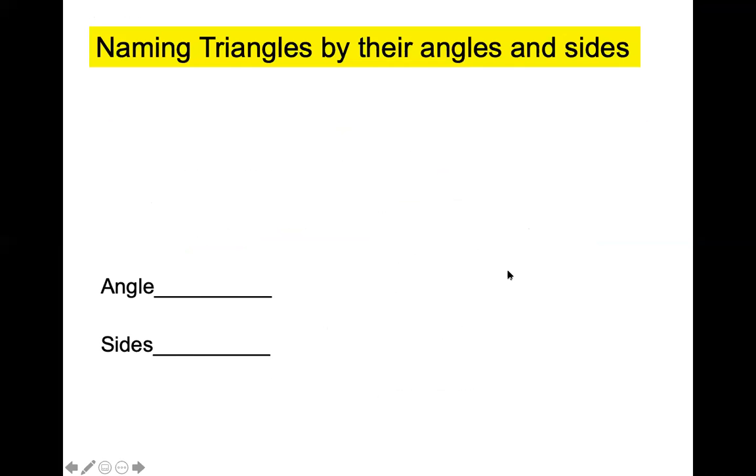All right, so I will give you a triangle. There it is. Let's see, by angle measurements, this is what kind of triangle? Somebody pipe up. Right triangle.